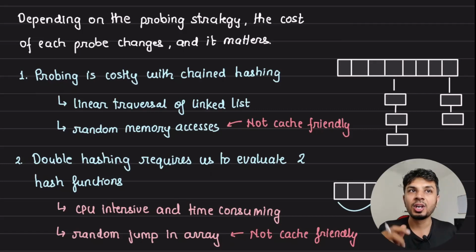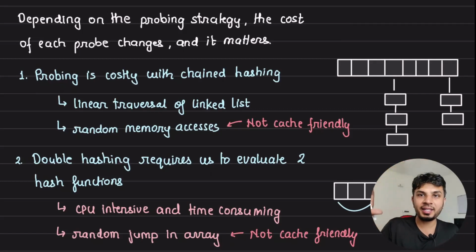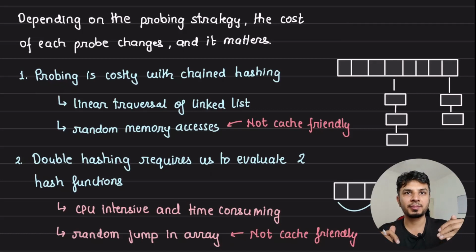So probing is costly with chained hashing purely because your linked list nodes can be allocated anywhere in the heap. So you're doing random lookups and random jumps in your memory that would slow down the performance, right? Because you are not using the CPU cache well.